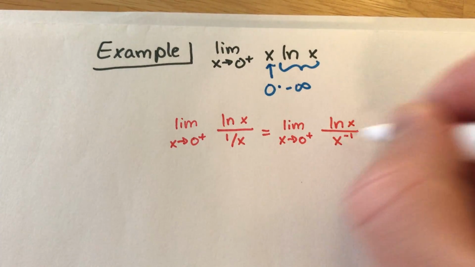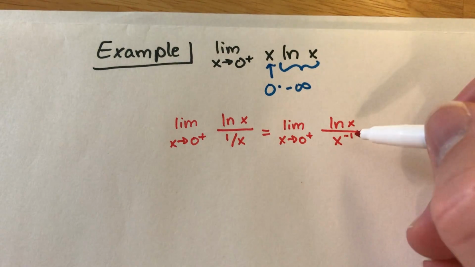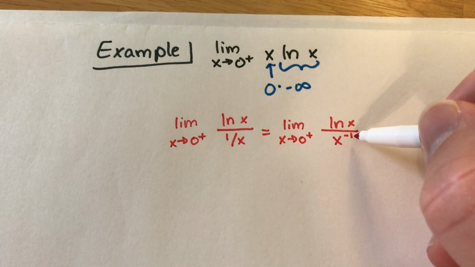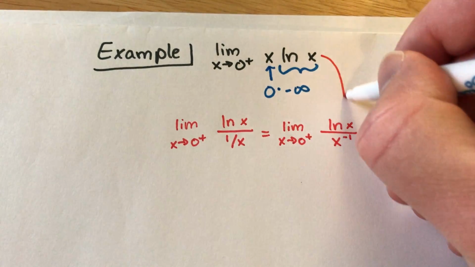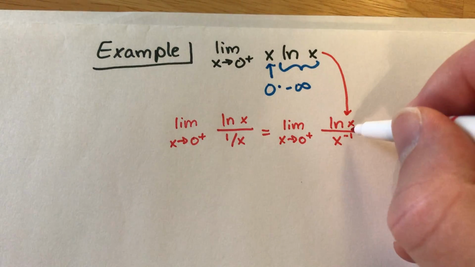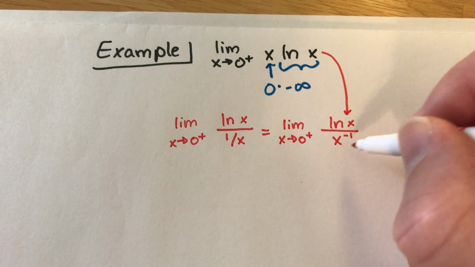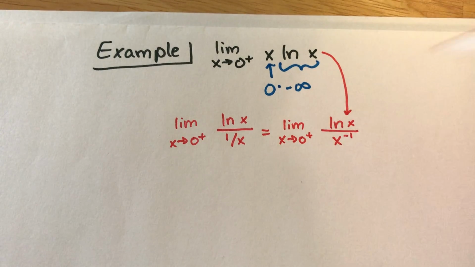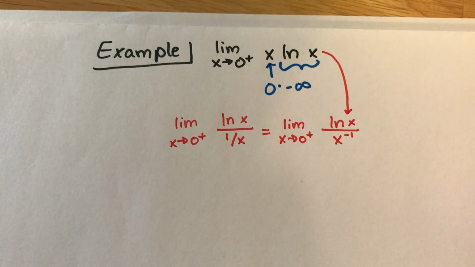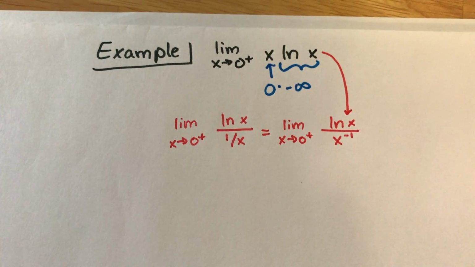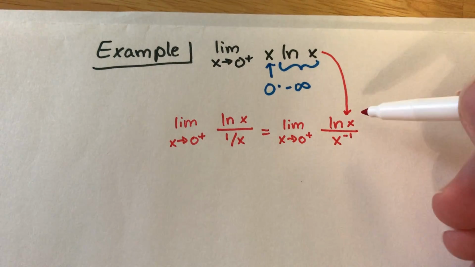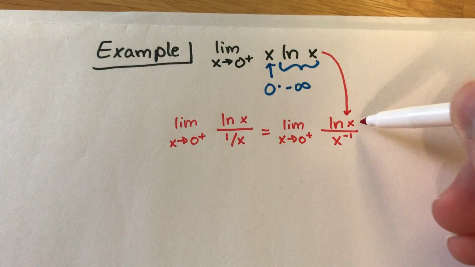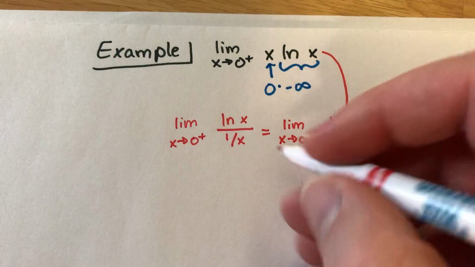It might make it a little bit more obvious to you at this point that this is in fact equivalent to the original limit, because if we have a negative exponent in the denominator, it tells me to move it to the numerator. So I would go back to x times the natural log of x. But now I'm ready to apply L'Hopital's rule, which says, again, take the derivative of the numerator, take the derivative of the denominator, and see what happens.